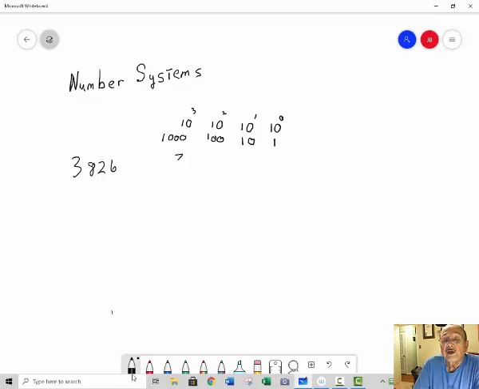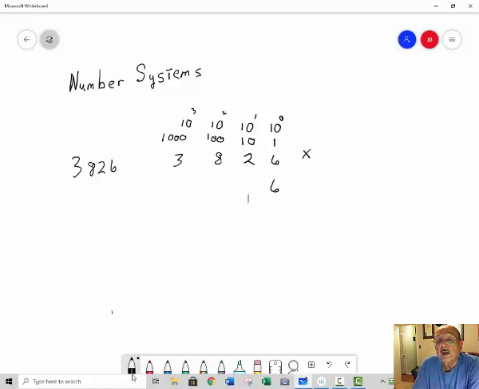3,826, basically that fits in these place values: 3, 8, 2, and 6. And essentially what we would do is just multiply those. The 6 is in the ones place, the 2 is in the tens place, the 8's in the hundreds, and the 3's in the thousands place.